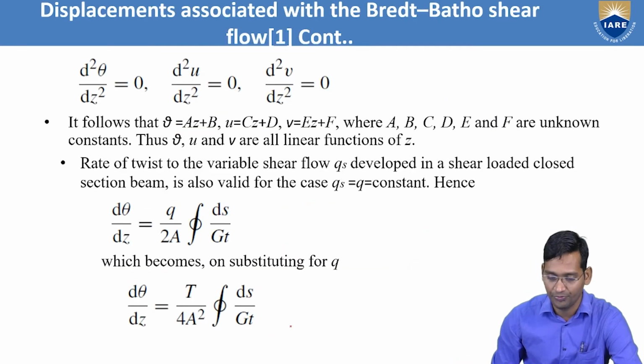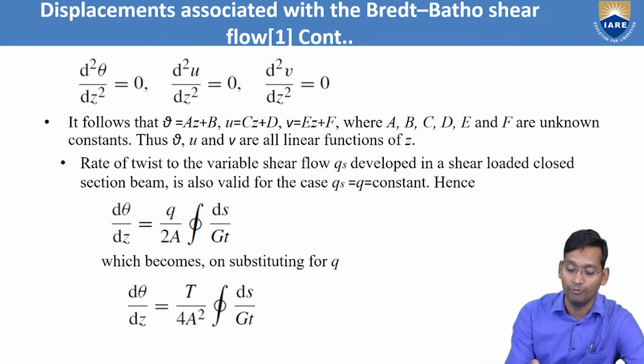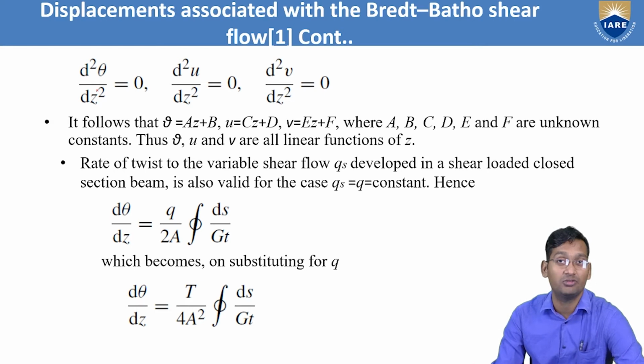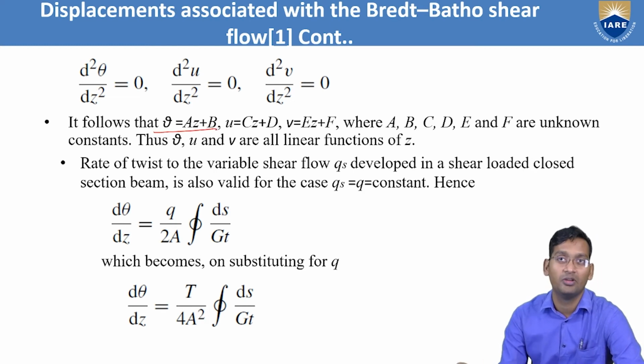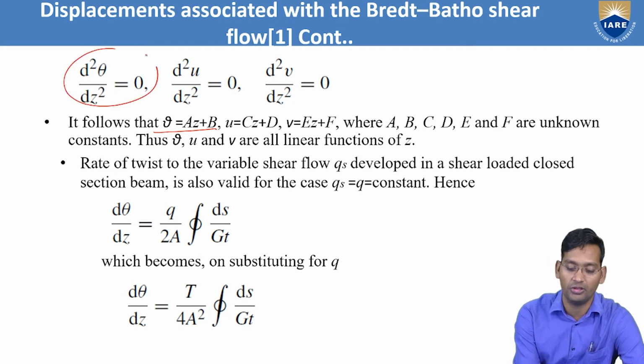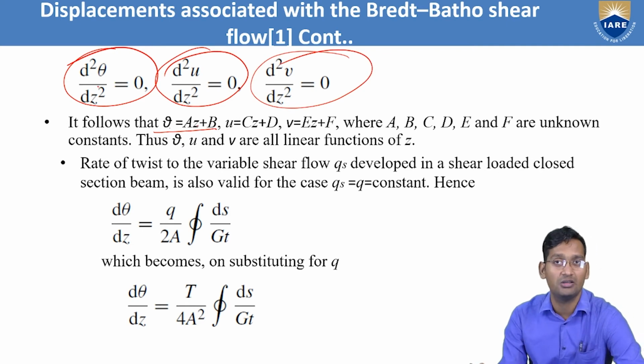So that is valid for all values of psi. Now if ∂²θ/∂z², d²u/dz² and ∂²v/∂z² are 0, it follows that θ = az + b. It is just a different solution of each differential equation. So for this, θ = az + b.